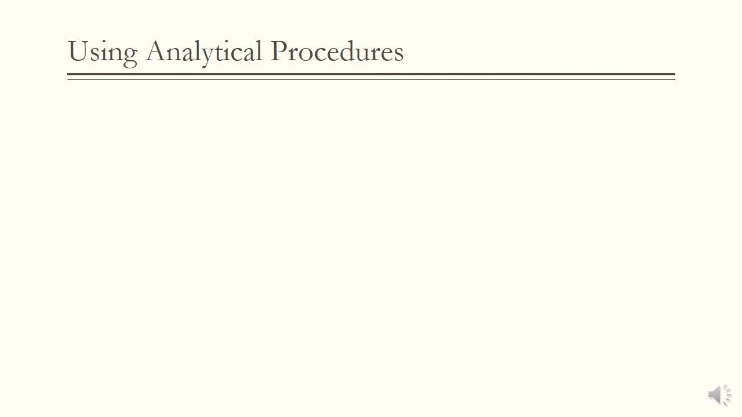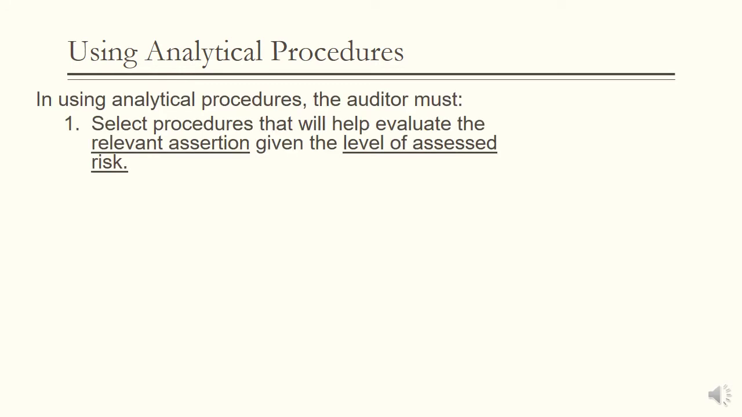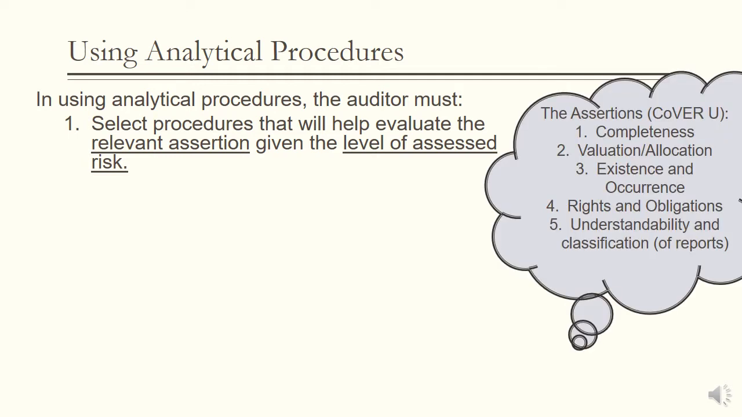The auditing standards specify when and how the auditor is to use analytical procedures. In doing so, the auditor must first select procedures that will help evaluate the relevant assertion given how the auditor assessed risk. And remember, there are 5 relevant assertions: completeness, valuation, existence and occurrence, rights and obligations, and understandability and classification of the final reports.